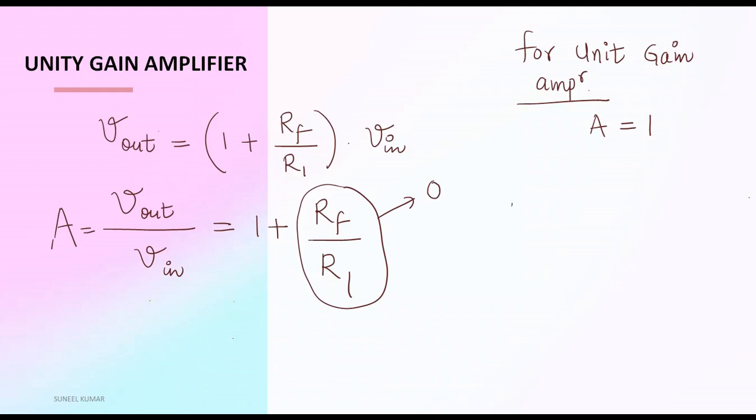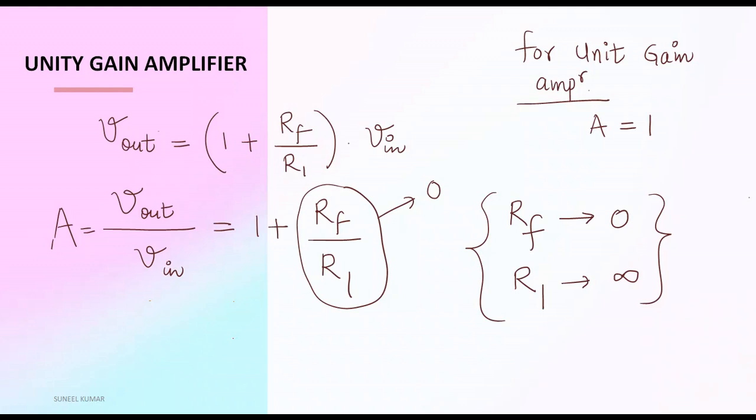So what can we say? That RF must be 0. This feedback resistance has to be 0, and R1 should be infinite. If these two conditions are there, then only we can say that this term is going to be 0. If we take the value of R1 as 0 instead of infinite, this term will become something upon 0, that means infinite. So we are considering feedback resistance as 0.